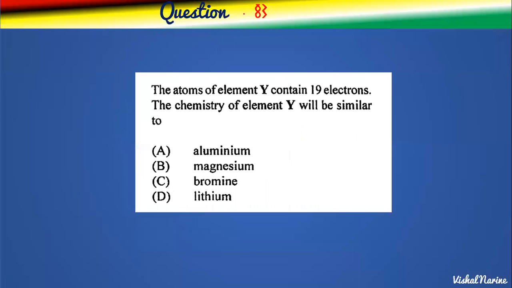83. The atoms of element Y contain 19 electrons. The chemistry of element Y will be similar to which element? So with 19 electrons, the configuration will be 2, 8, 8, 1, which is telling us it is in group 1. So we're looking to see which of these elements is in group 1. That is not bromine. I'm sorry, D, lithium. All right, so that 83 is D.